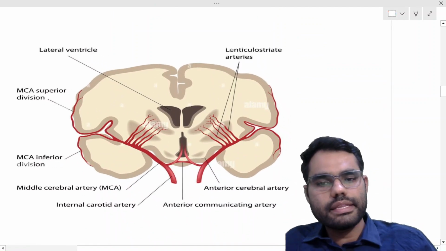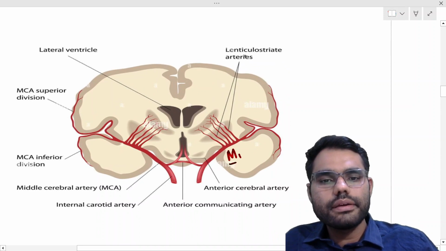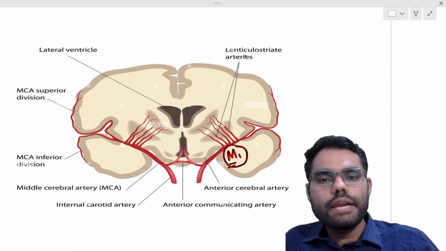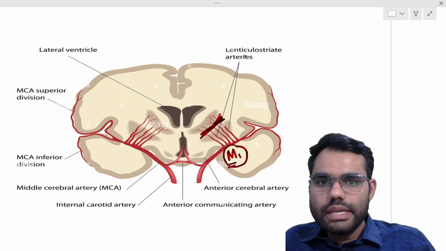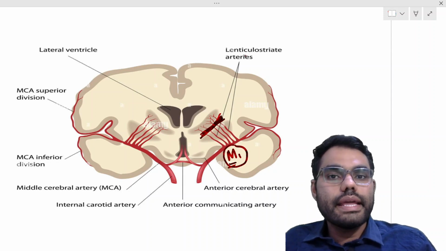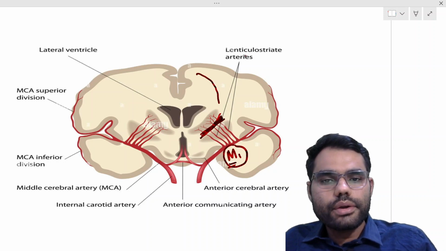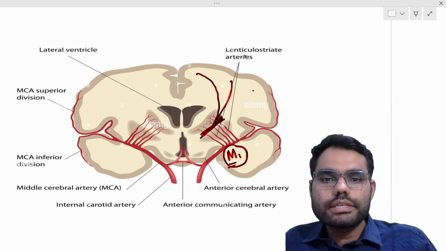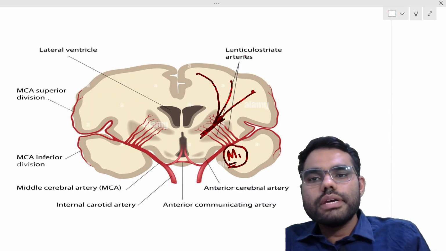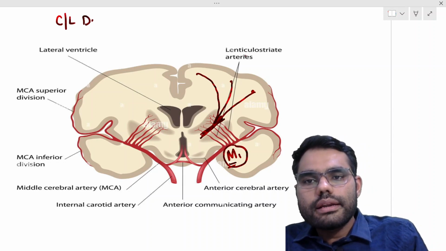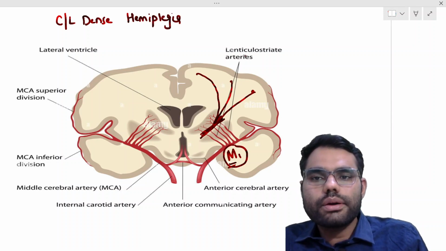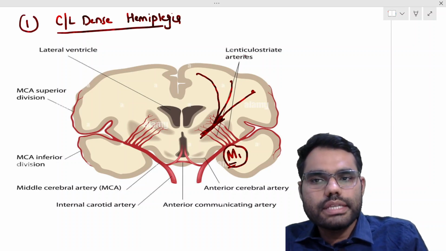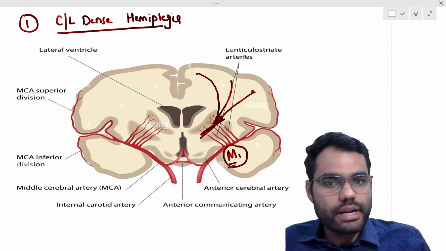Let us try to understand this via this diagram. This is the M1 segment which is giving off these lenticulostriate branches, supplying this very important area of the brain known as the internal capsule. If there is an internal capsule lesion, we know that this area contains densely packed fibers containing the corticospinal tract representing areas of face, upper limb, lower limb. So if this part is involved, there would be contralateral dense hemiplegia. This is very important and characteristic of internal capsule lesion, that there would be involvement of upper limb, lower limb and face of the contralateral side.